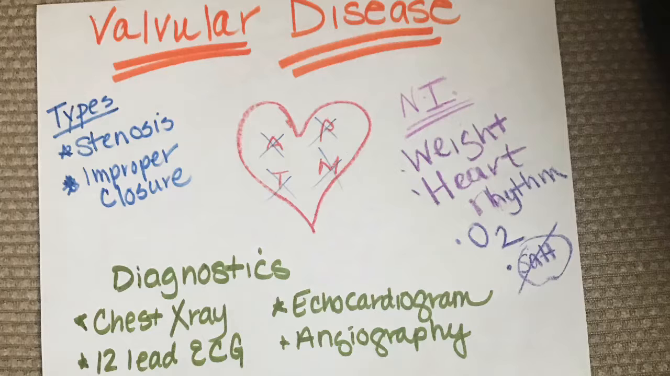We want to make sure with these patients that we are monitoring their weight and noting any changes to their weight. We want to assess their heart rhythm. Their heart rhythm is going to be irregular or they'll be bradycardic. We also want to assess for the murmur. We'll want to administer oxygen and medications that are coming up. And we want to make sure that the patient is conserving their energy and also limiting their salt intake.